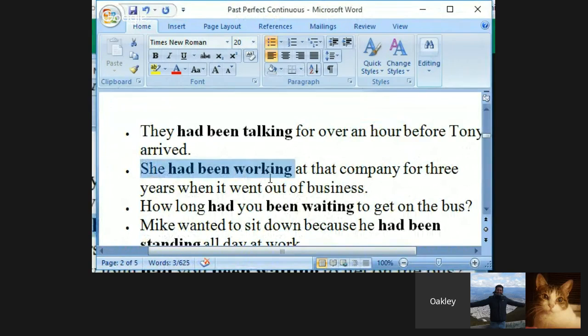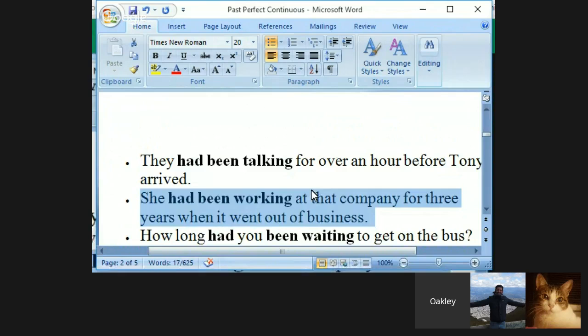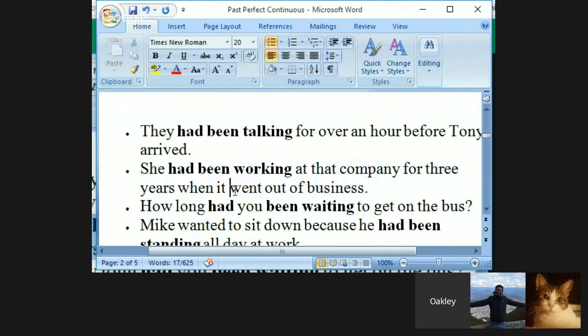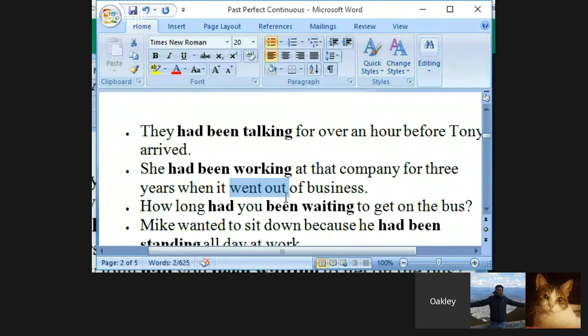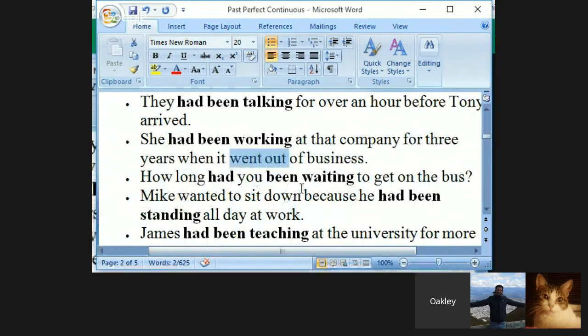Some other examples. She had been working at that company for 3 years when it went out of business. Notice our purple X. Actions: Tony arrived, it went out of business. Notice that this interrupting action is always in the simple past tense. Okay. How long had you been waiting to get on the bus?